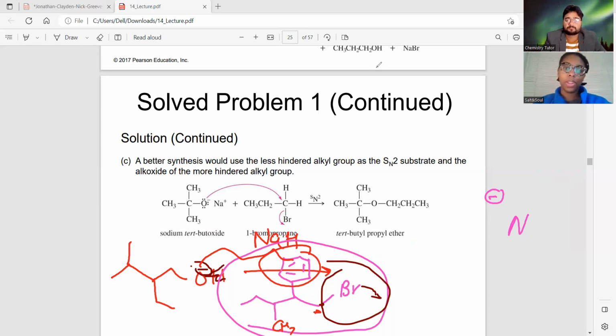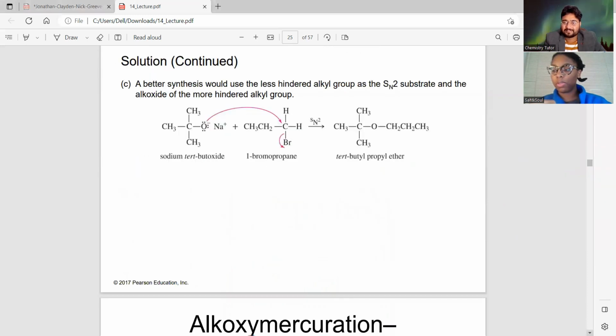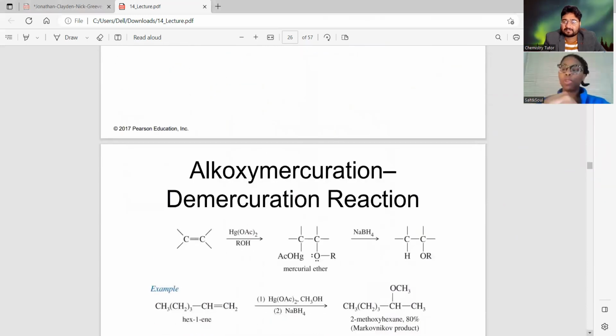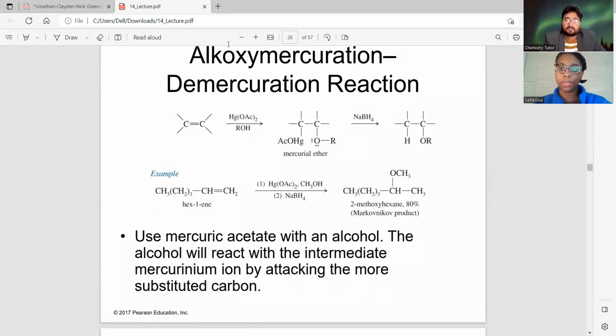And I'll do hindrance problems later, with stereochemistry. Okay, next is the next synthesis.